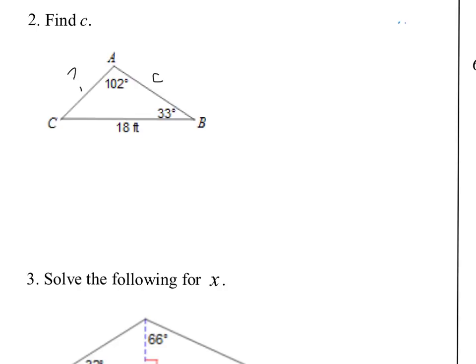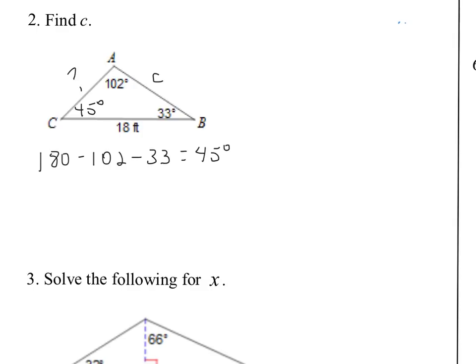We already know that we have angle A with its corresponding side, so we can use the law of sines. And we're looking for side C, but we don't have angle C. Well, angle C is easy enough to get. We just need to subtract from 180. So when we subtract 102 and 33 from 180, we get 45 degrees. So angle C is 45 degrees.